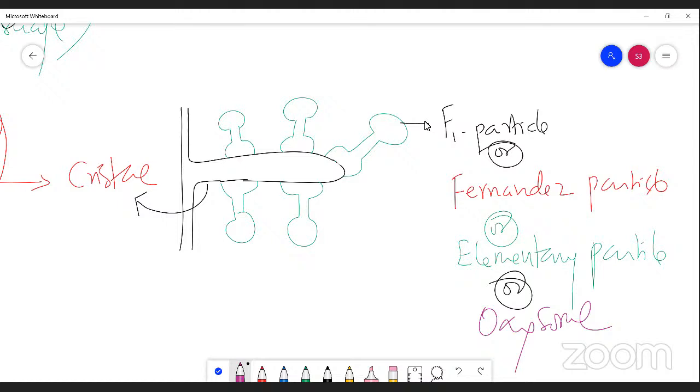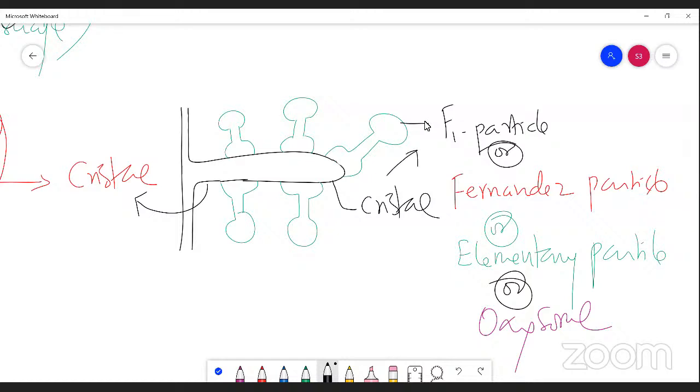The F1 particle is a tennis bat-like structure that consists of three parts, namely head, stem, and bottom, or tail. Right? So the head is a very round structure, followed by the body of the F1 particle, which is a stem-like structure, and the bottom you see at the surface of the crista structure. The crista gives rise to the F1 particle.